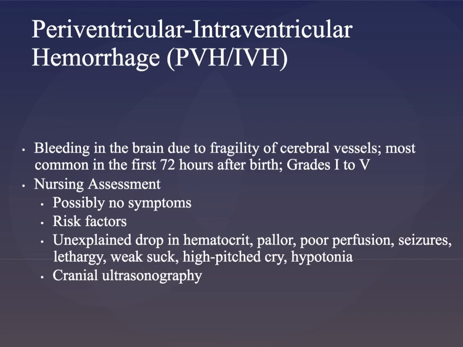Periventricular hemorrhage and intraventricular hemorrhage. I think this is better found in your Ritchie book on chapter 24, if you're not finding very much in your Kyle book. This is bleeding in the brain due to the fragility of the cerebral vessels. So our babies, especially our premature babies, those cerebral vessels are very fragile, very tiny. They break easily with pressure gradient changes. Okay, we have hemorrhages that can be graded from 1 to 5, and that is all due to the amount of bleeding that is occurring.